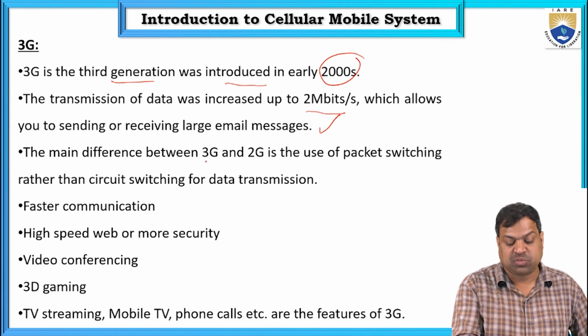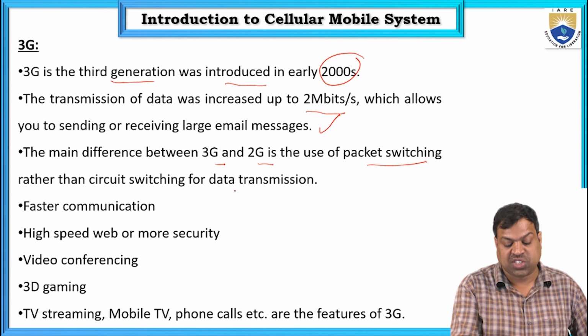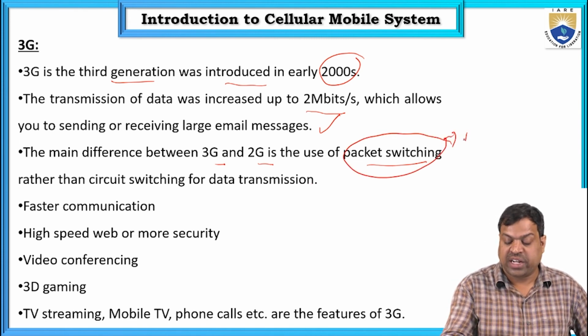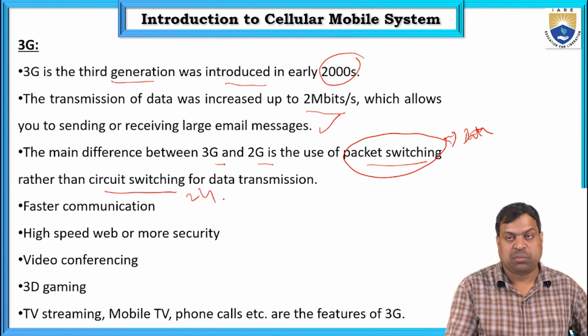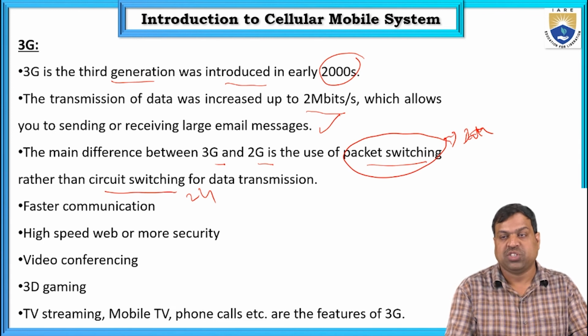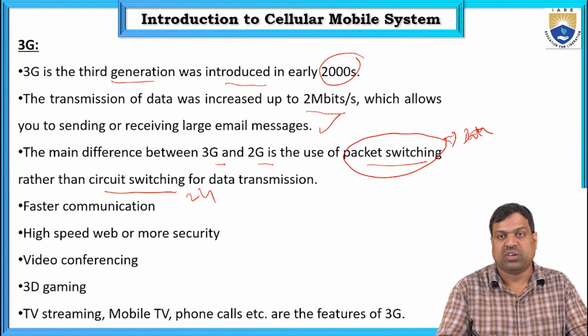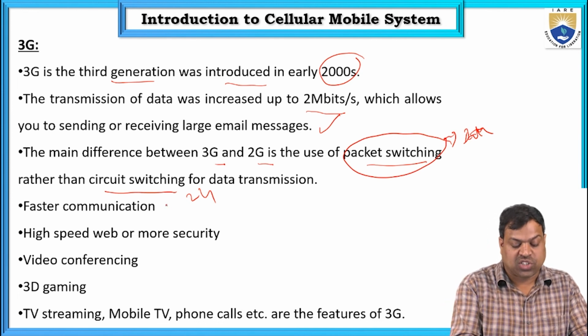The main difference between 3G and 2G is packet switching rather than circuit switching for data transmission. In packet switching, data transfer is possible. In the circuit switching 2G network, much data is not possible. Packet switching means data packets can be transferred from one source to a destination, or transmitter to receiver. Packet switching technology came with 3G, and circuit switching is still in 1G and 2G only.